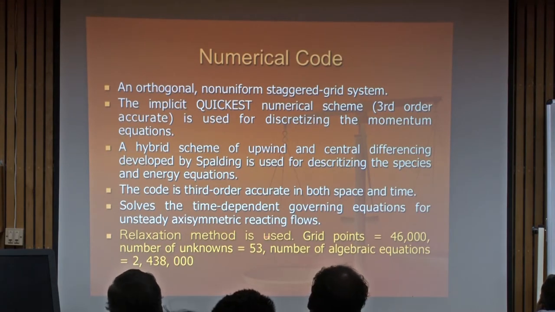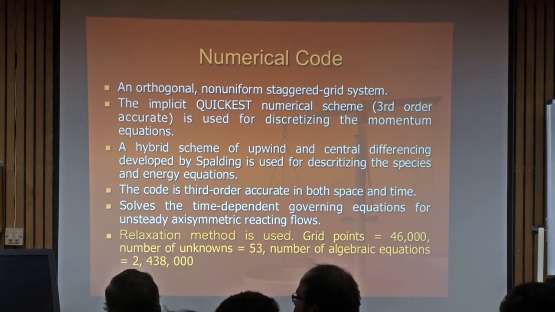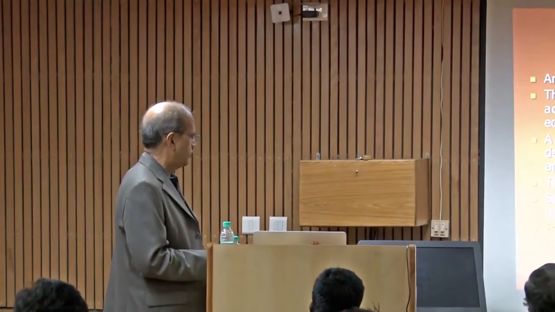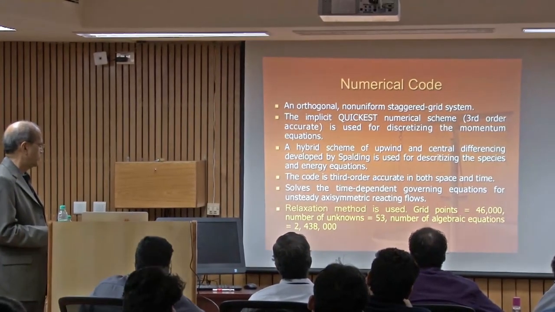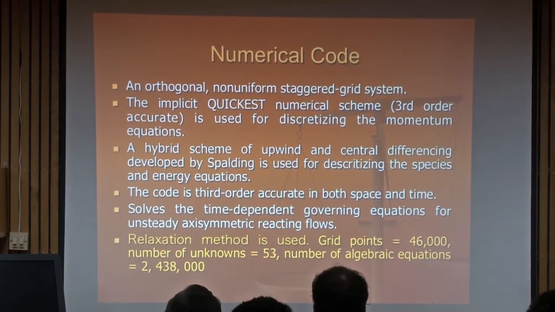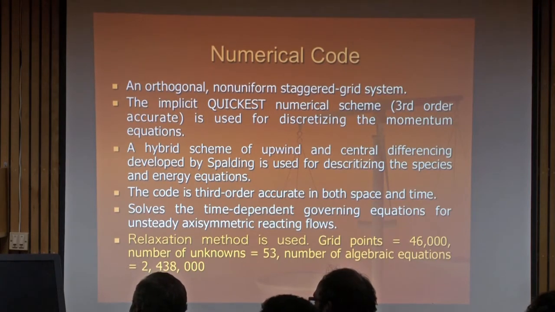I usually show these details in my numerical class because one of the topics we study is linear algebra, like how do you solve a system of algebraic equations. Because the idea is, you have differential equations and then you use some finite volume or finite difference approximation for CFD. Then you get a large system of algebraic equations to solve. So here we had 46,000 points and you have 48 species plus temperature, momentum, so the total 53 unknowns. So the number of algebraic equations you are solving is like 2.4 million. I just show you this now so that we can solve very large systems of equations these days on the computer.